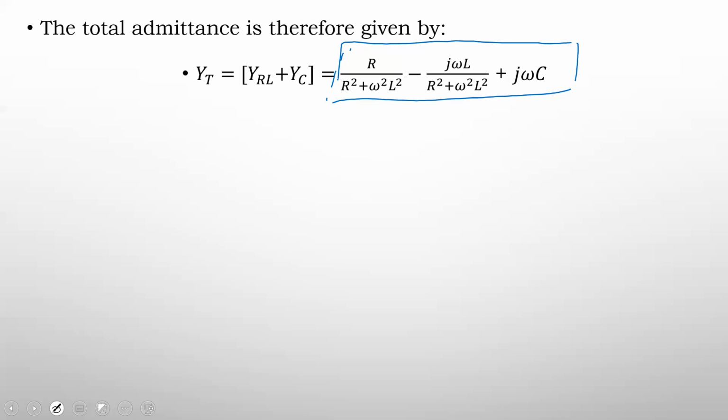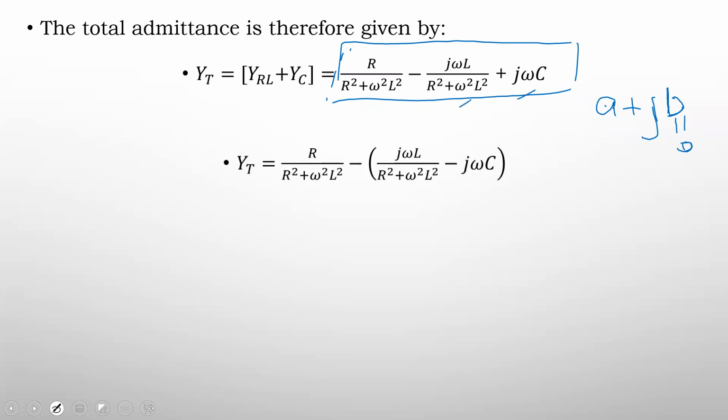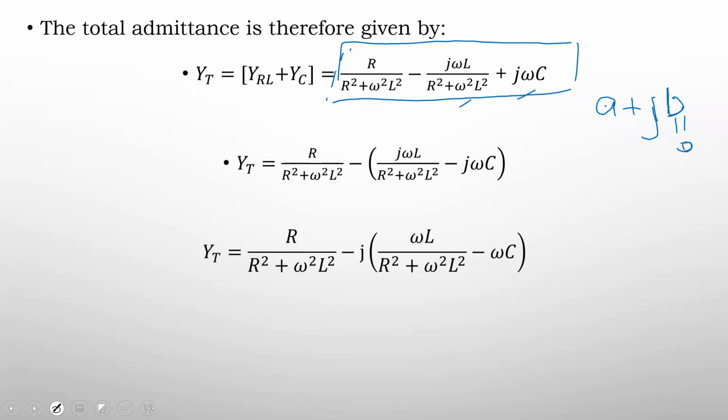But as we just said, at resonance, the imaginary portion is 0. So I need to write YT in the form of A plus JB. And if I'm able to write it in the form of A plus JB, then at resonance, all we need to say is that B is equal to 0. So let's do that. Here we have two imaginary terms. We're just going to group them. Having grouped them, we simplify and we take J outside the bracket.